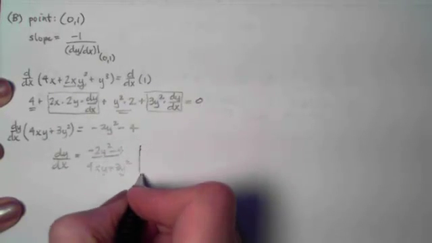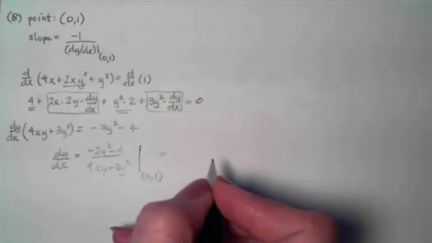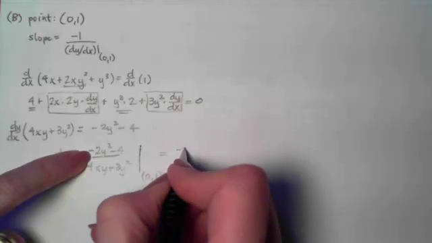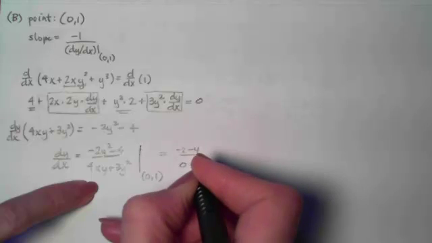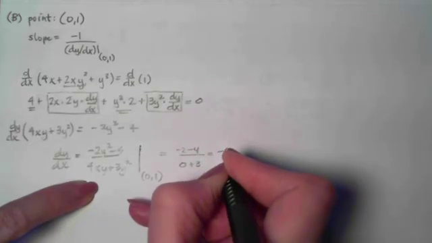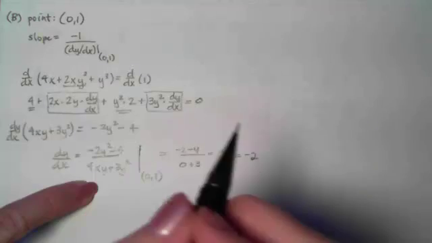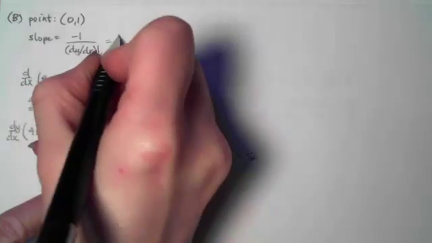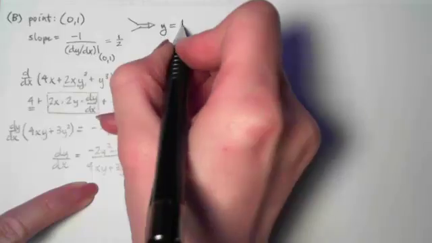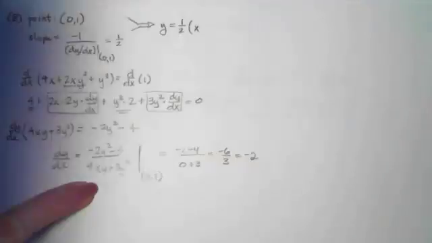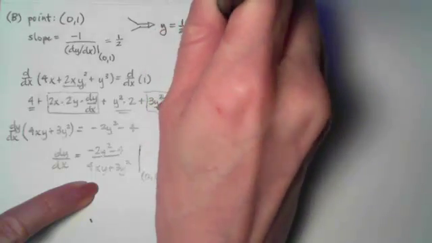If I evaluate this now at (0, 1), everywhere that there's an x, I'll plug in a 0. Everywhere that there's a y, I'll plug in a 1. So I'll have a negative 2 minus a 4 over a 0 plus a 3. So that gives me a negative 6 over 3, which is a negative 2. Therefore, my normal slope will be the opposite reciprocal of that, which is 1/2. Put those two together, I'll get y equals 1/2 times x minus 0 plus 1.